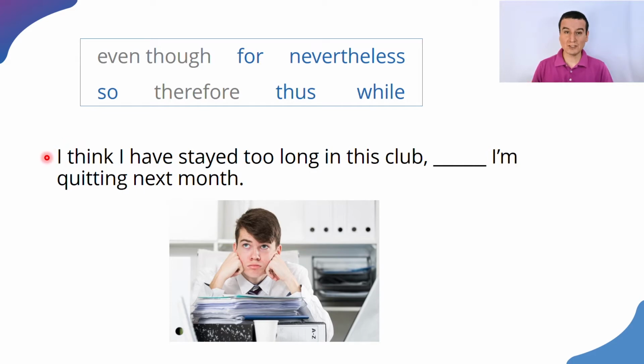So what is the relationship first? Yes, it's a relationship of cause, and one of the words that we can use here could be so. So I am quitting next month. All right? We could say, of course, therefore, and that would be fine because they are synonyms. Listen to the pronunciation. I think I have stayed too long in this club, so I'm quitting next month. Thank you. Next.